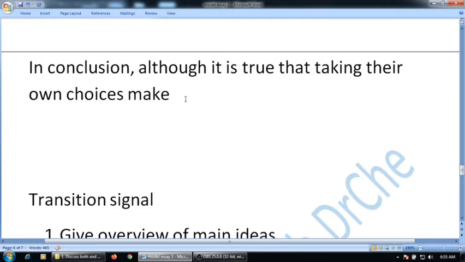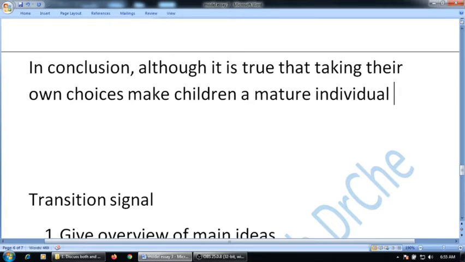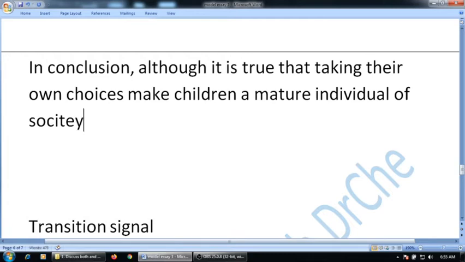Their own choices make children a mature individual of society. Although it is true that taking their own choices make children a mature individual of society, then I would summarize my own opinion.